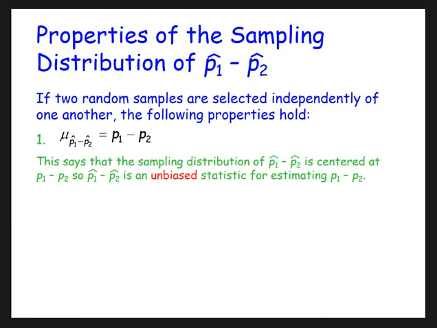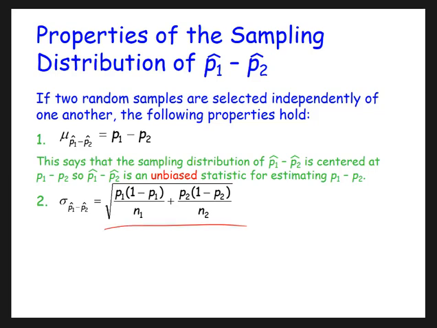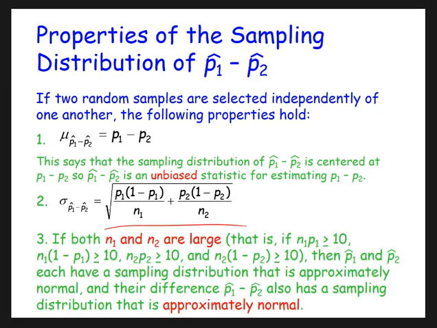So the assumptions that need to be made: they're selected independently from each other. The mean of the difference in proportions is just the difference in the proportions. It's an unbiased statistic. And we can combine the standard deviations again, just combining the two standard errors from the sampling distributions. And as long as both n1 and n2 are large, that is, n1 times p1 is at least 10, n1 times 1 minus p1 is at least 10, n2 times p2 is at least 10, and so on, then we can assume that it's approximately normal.